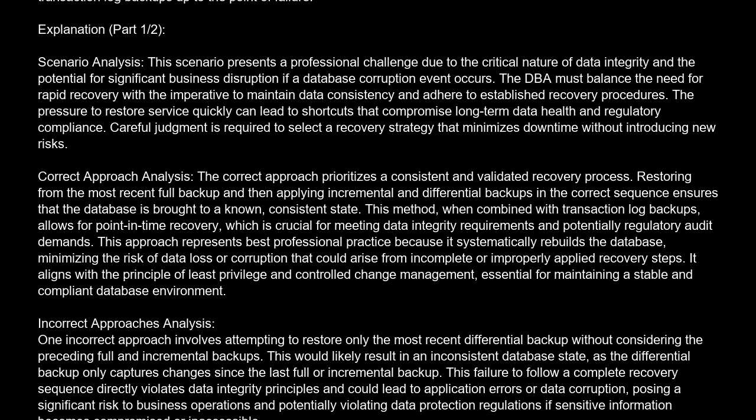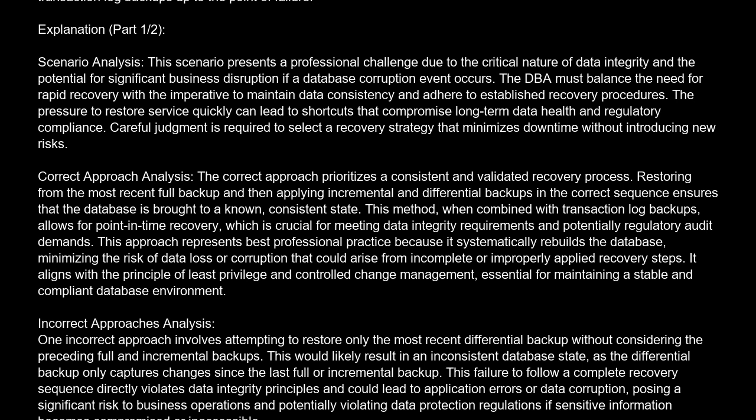Explanation. Scenario analysis. This scenario presents a professional challenge due to the critical nature of data integrity and the potential for significant business disruption if a database corruption event occurs. The DBA must balance the need for rapid recovery with the imperative to maintain data consistency and adhere to established recovery procedures. The pressure to restore service quickly can lead to shortcuts that compromise long-term data health and regulatory compliance. Careful judgment is required to select a recovery strategy that minimizes downtime without introducing new risks.